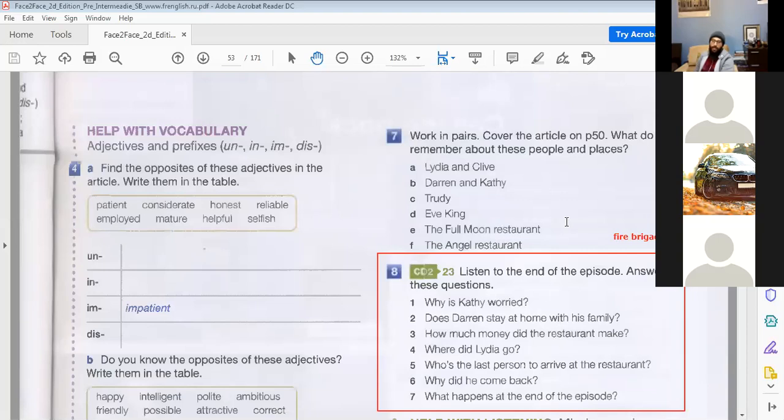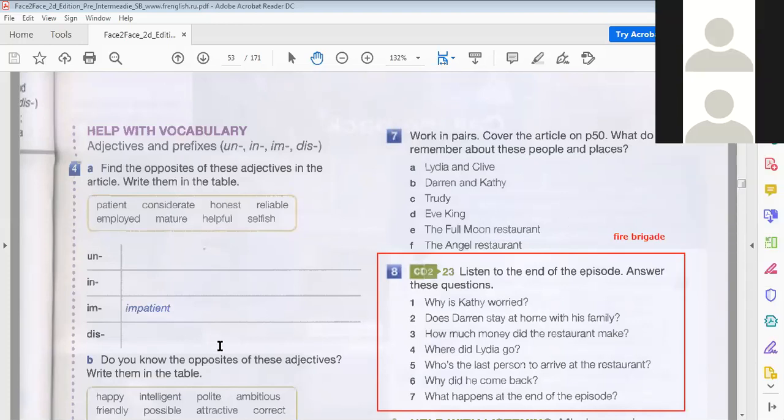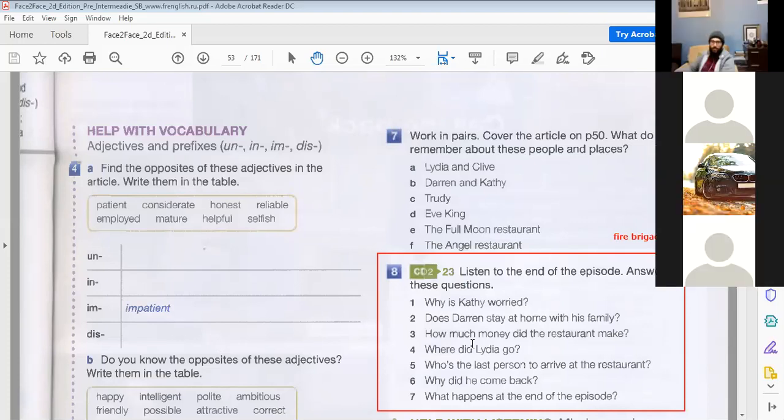Or Lydia? You still think Lydia did it? Any other opinions other than Safia's opinion? What do you think, Rashid? Who started the fire, in your opinion? What do you think? Do you think it's Lydia, Nick, or Darren? Or do you think maybe it was an accident?